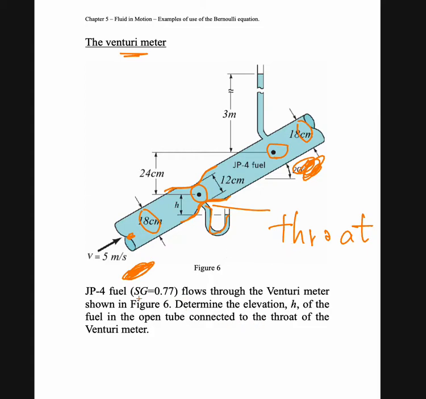Okay, the question is: special fuel flows through the Venturi meter shown in figure 6, determine the elevation H. So we need to calculate what is the H here of the fuel in the open tube connected to the throat of the Venturi meter. So this is the open tube. This means that we need to involve the atmospheric pressure in our equation. So this is the question.